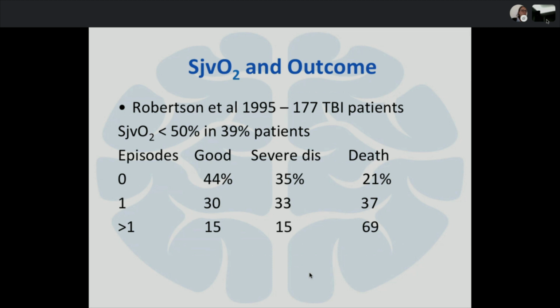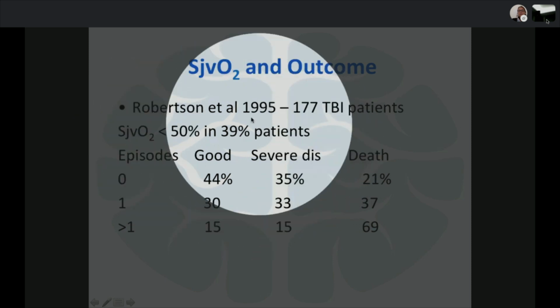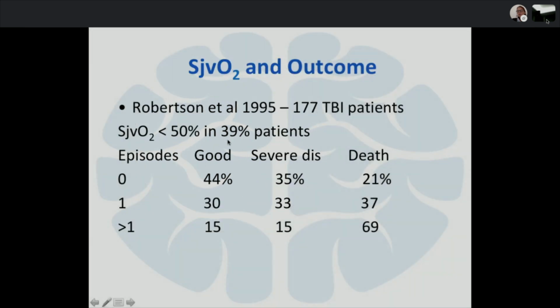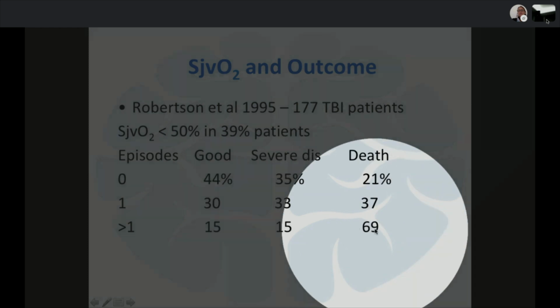This is, for example, a very nice study from Robertson et al. It was performed in 1999, so a long time ago, but still a huge number of patients were included, 177 TBI patients. And basically, the information that we have from this study is, first of all, that episodes of desaturation in TBI patients are very common. They occur in nearly 40% of the patients. And second, that the number of episodes is strictly related to the outcome.